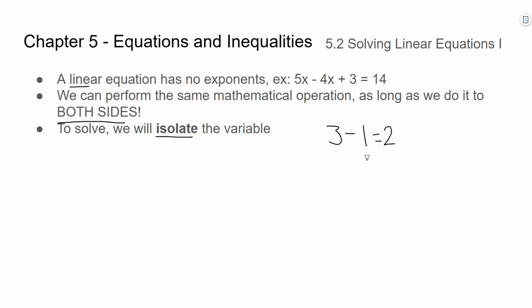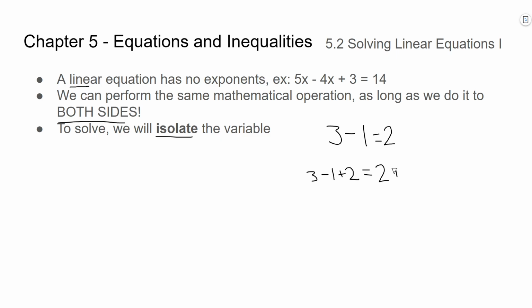Well, if we mess with this equation a little bit, let's say we are going to add 2 to both sides. So let's say 3 minus 1 plus 2. And first of all, let's say we don't add 2 to the other side yet. Is this a true statement? So 3 minus 1 is 2, plus 2 is 4. 4 does not equal 2, so that's not a true statement. So we can't do that.